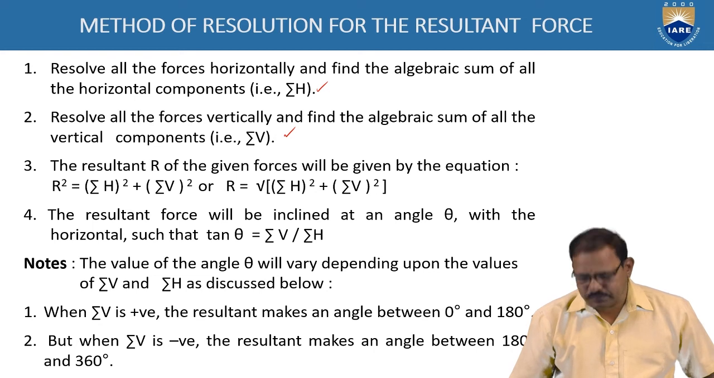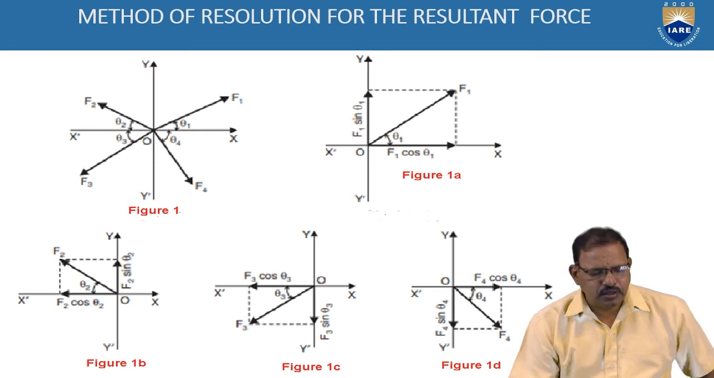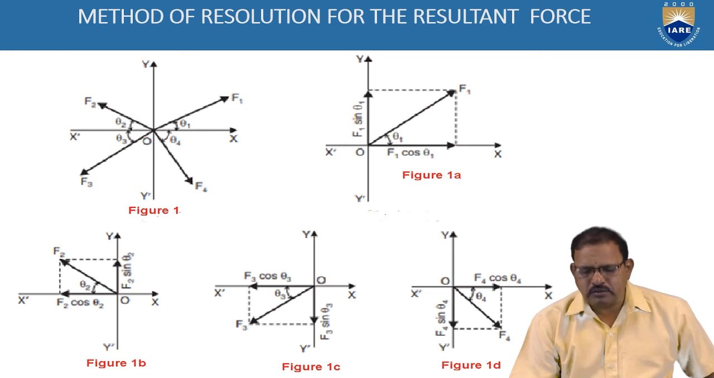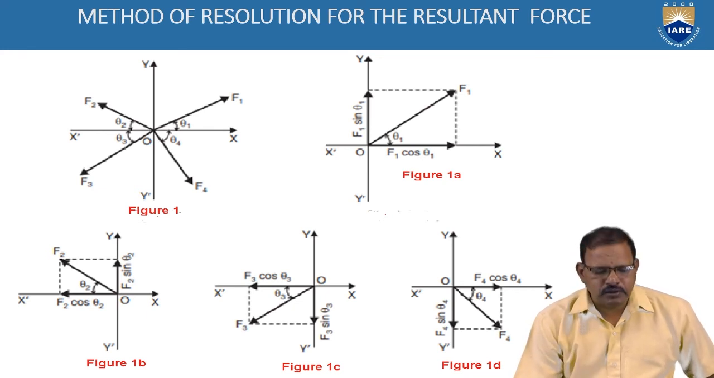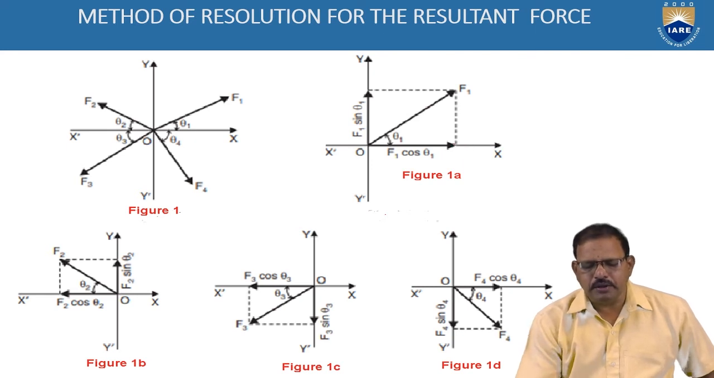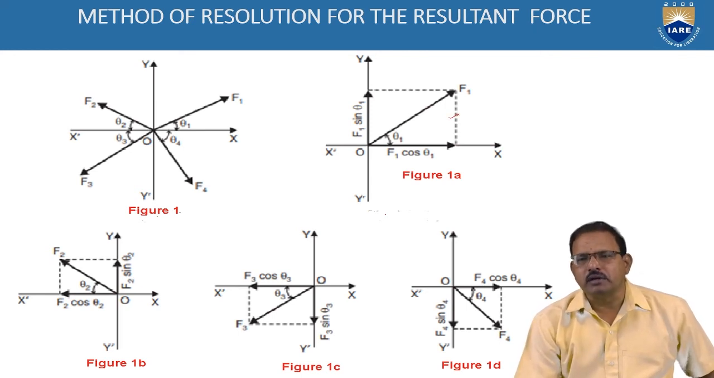Now I am taking this problem as an example. In this case, figure 1 represents a space diagram in which four forces are acting at a point O. These forces are resolved into two rectangular components along the x direction and y direction, which is shown in the figure. The force F1 is resolved now. Theta 1 is the inclination of the force F1 with the horizontal, that is the x-axis. The horizontal component is F1 cos theta 1, and the vertical component is F1 sin theta 1, which is shown in figure 1 here.